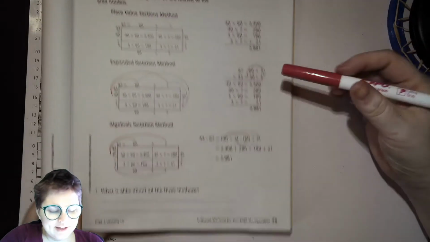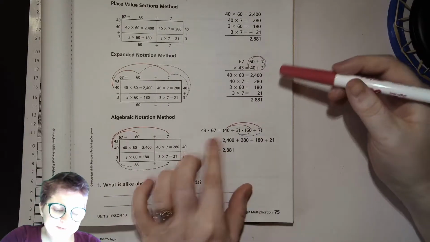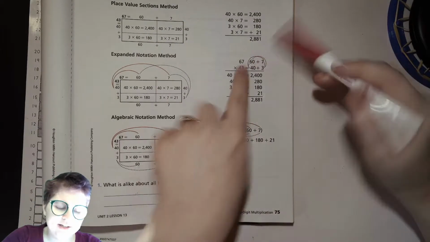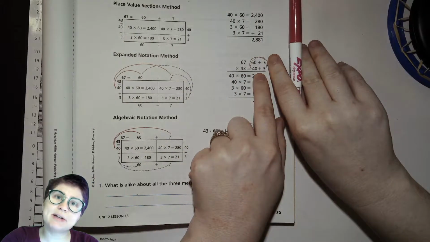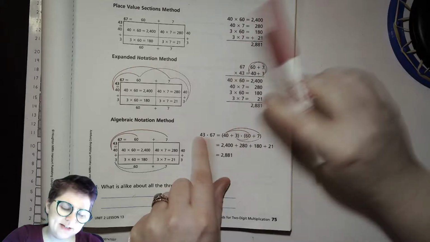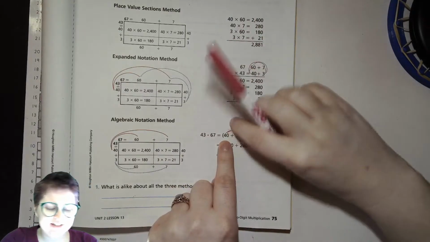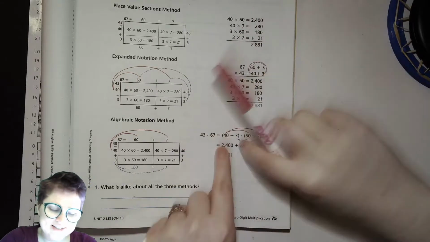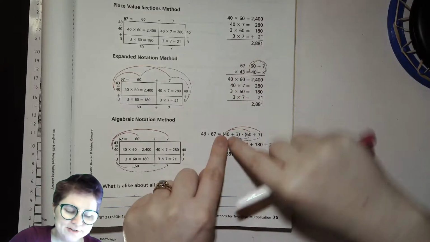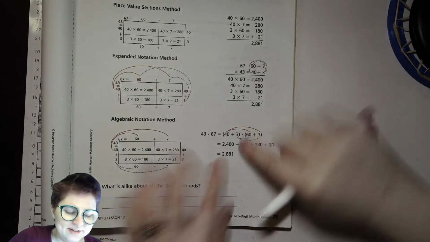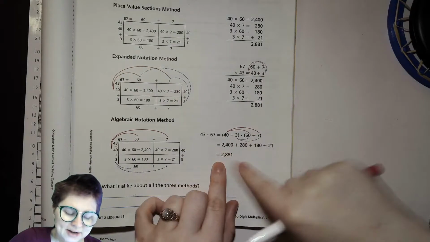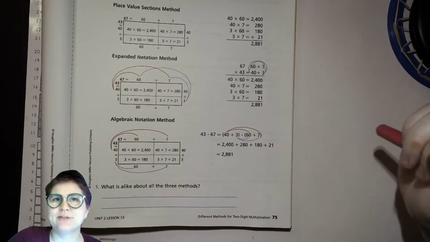And then down here with the algebraic notation model, rather than writing out the problem this way and then turning the numbers into their expanded form, we have it written out here and it's equaling this same thing. We're just making sure that everything gets distributed, and you get the same partial products and you add them up, and then you have your answer.